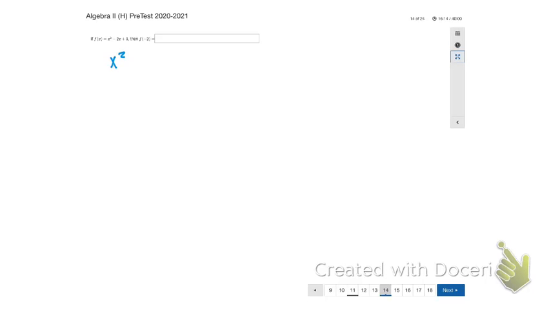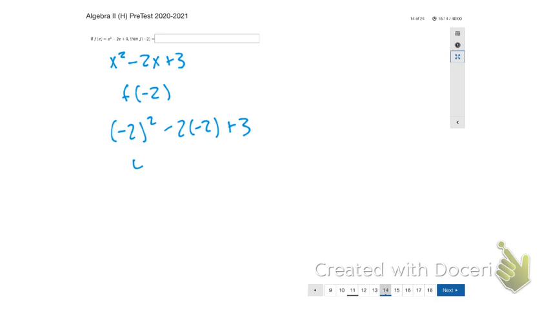So it says f of x is x squared minus 2x plus 3, and I'm evaluating f of negative 2. F of negative 2 means you replace x with negative 2. So this becomes 4 plus 4 plus 3, which is 11.